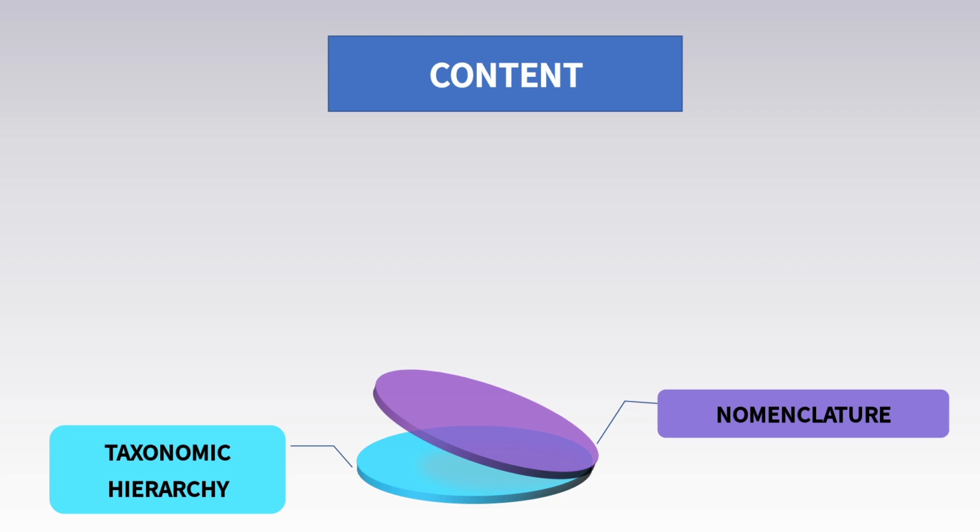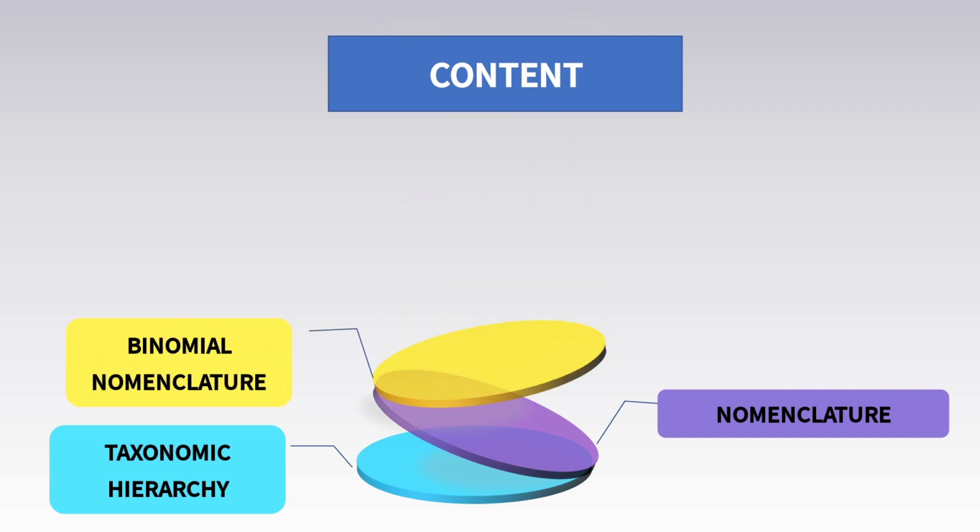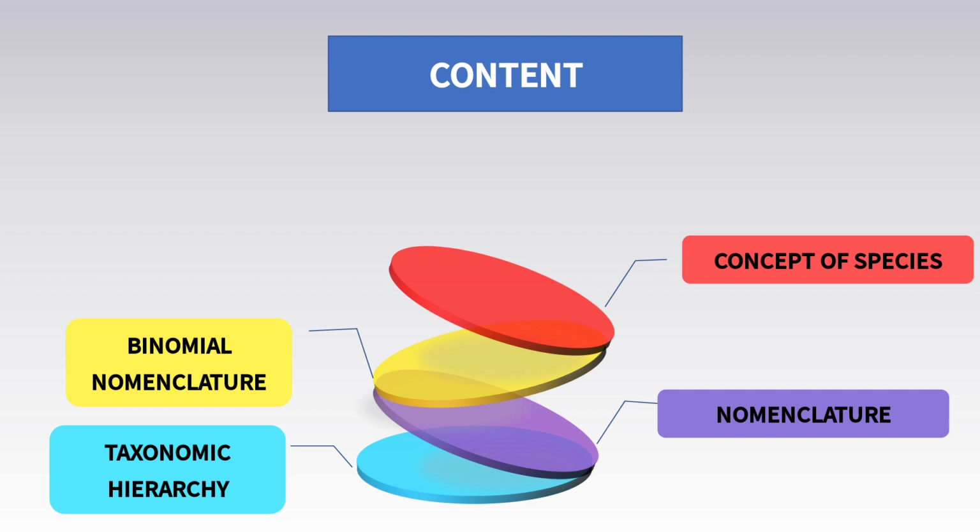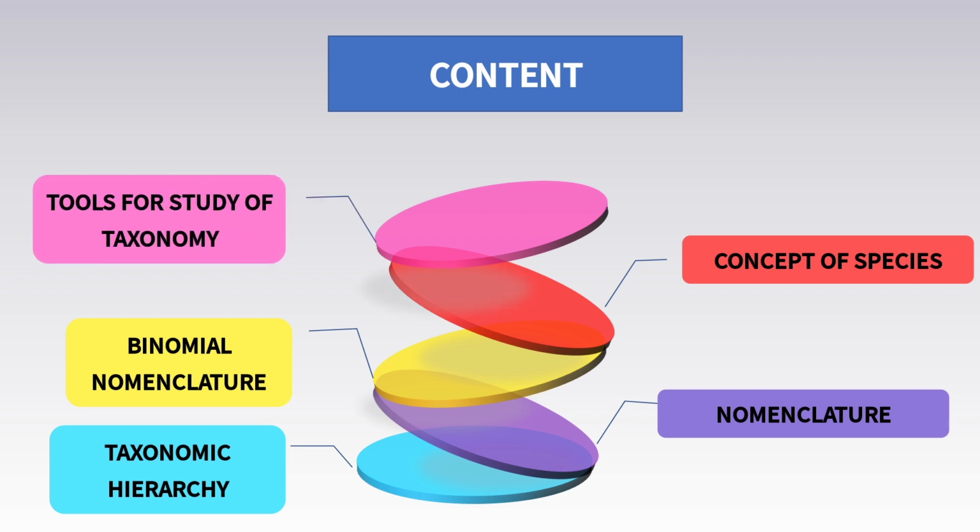And the second one is nomenclature. So what is this nomenclature? Giving a name to an organism, right? So this also we will learn in depth. And then about binomial nomenclature. Okay, I will clearly explain what is binomial nomenclature, and then we are going to learn about concept of species, some of the books that have been written by some biologists, and then we are going to learn about tools for study of taxonomy. So what are the tools with which we can study about different species in different environment, right? So this is what we are going to see in today's class.